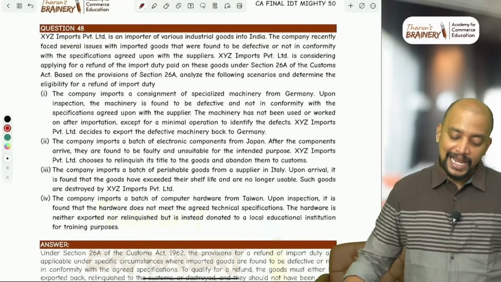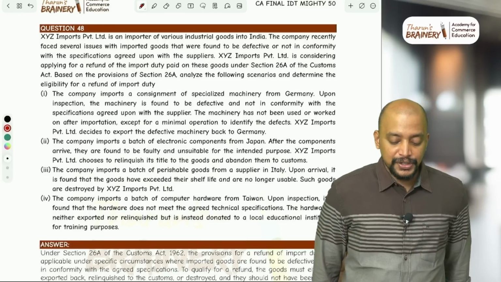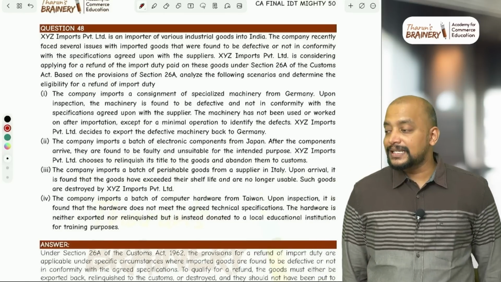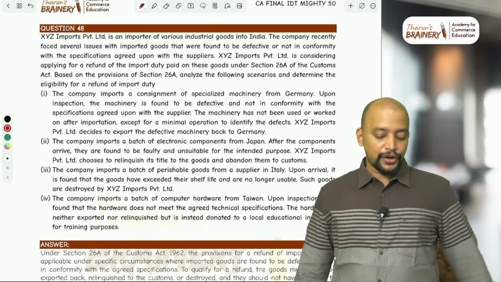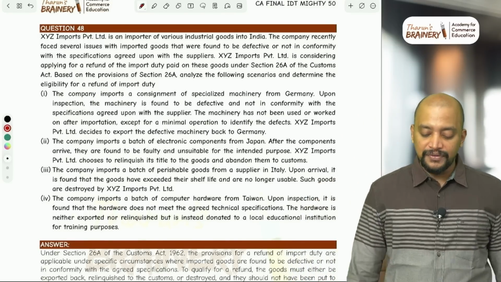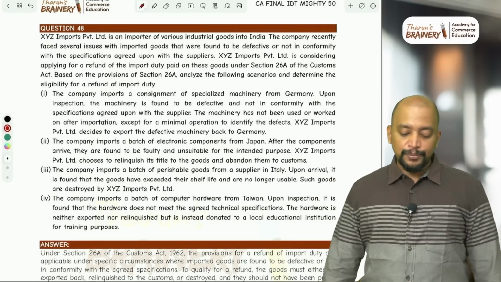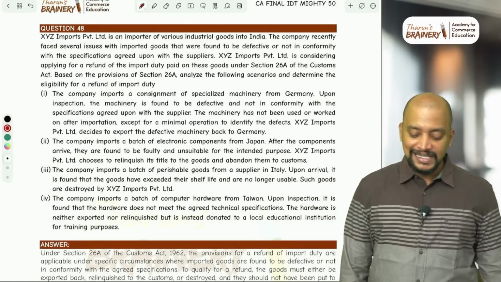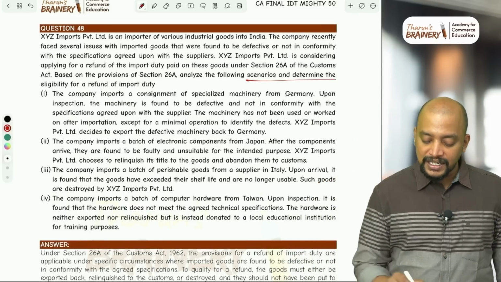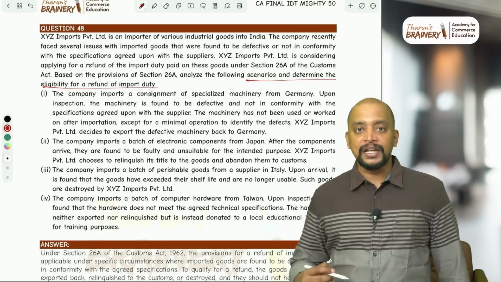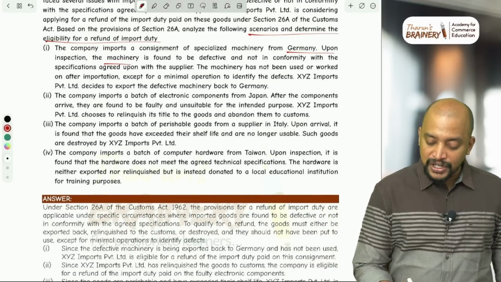Then question number 48. XYZ Imports Private Limited is an importer of various industrial goods into India. The company recently faced several issues with imported goods that are found to be defective or not in conformity with the specification agreed with the supplier. XYZ Imports Private Limited is considering applying for a refund of the import duty paid on these goods under Section 26A of the Customs Act. Based on the provisions of Section 26A, analyze the following scenarios and determine the eligibility for refund of import duty. The company imports a consignment of specialized machinery from Germany. Upon inspection, it is found to be defective.